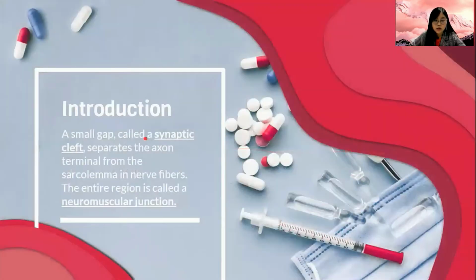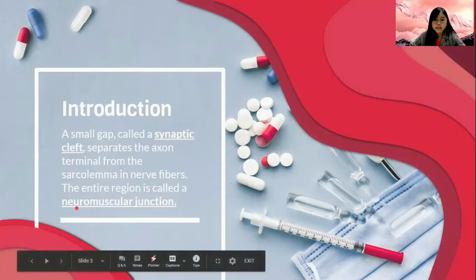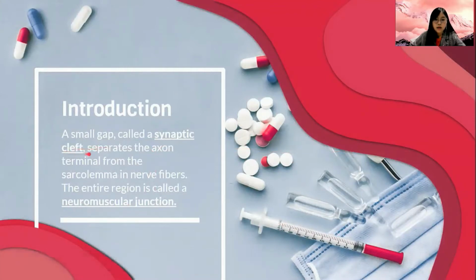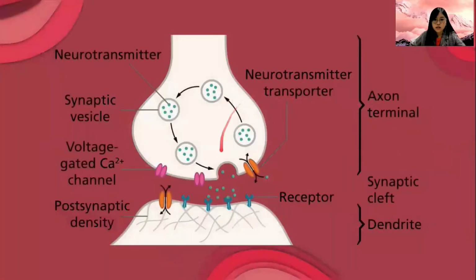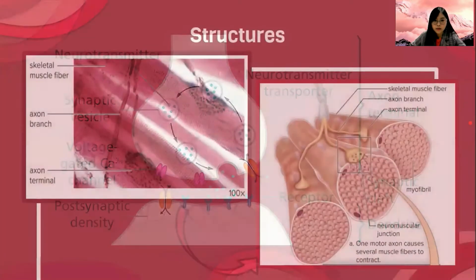Okay, let's proceed to the introduction. So where is the neuromuscular junction? It is a gap, the synaptic cleft, that separates the axon terminal from the sarcolemma. So now we are going to learn the structures of the junction. This is how the neuromuscular junction looks in a simple diagram.